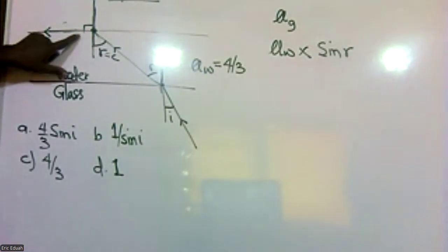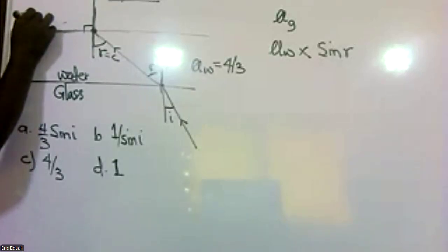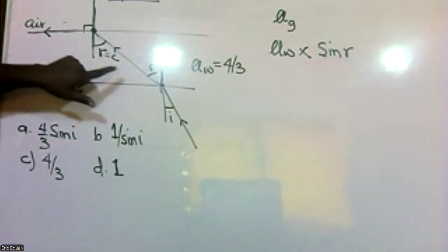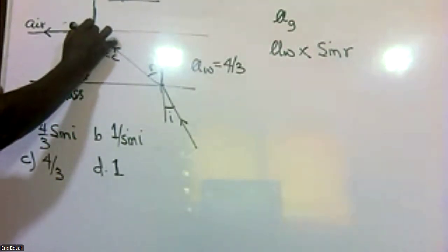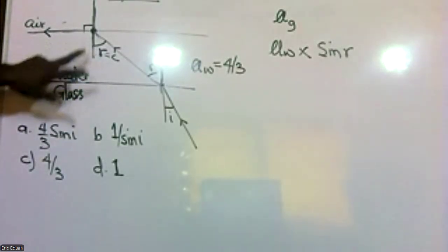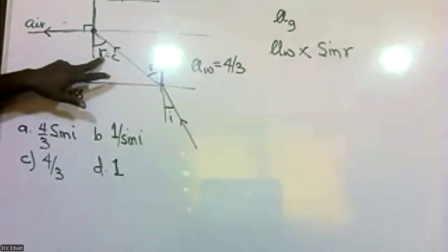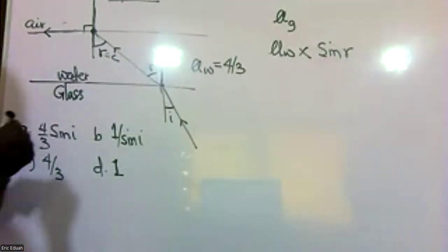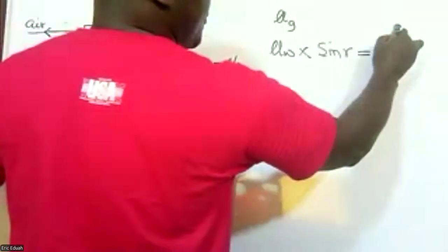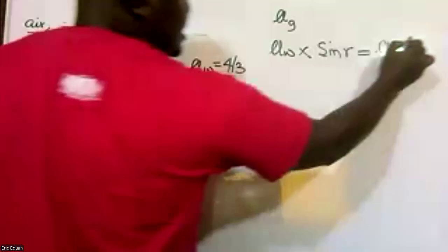The reason for which the angle of refraction in air is 90. So if we take the deviation of light here, the product of the refractive index and the sine of the angle of incidence here must be equal to the product of the refractive index of air and the sine of the angle of refraction, which is sine 90.